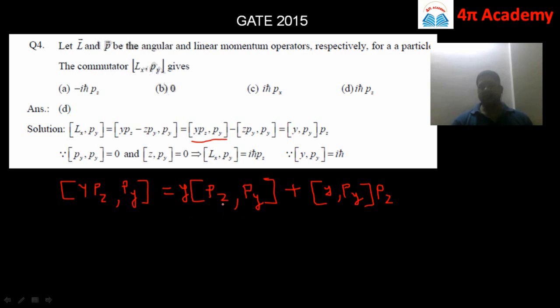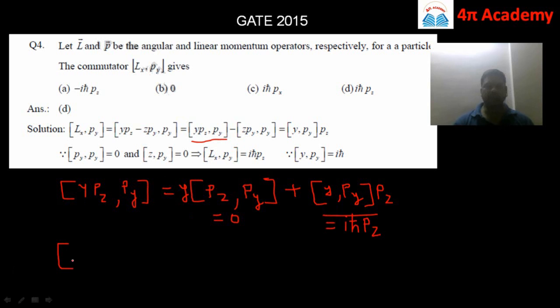Now we have discussed the commutator relations of momentum operators, and therefore commutation bracket of pz comma py is equal to 0. So we remain with this bracket only, that is y comma py into pz, and the value of this y comma py is equal to i H cross. So we have the value i H cross pz for the first bracket. Now let us solve the second bracket.